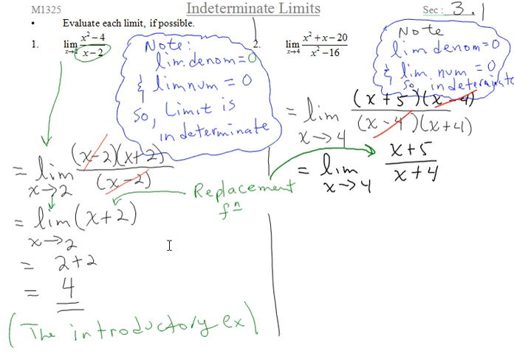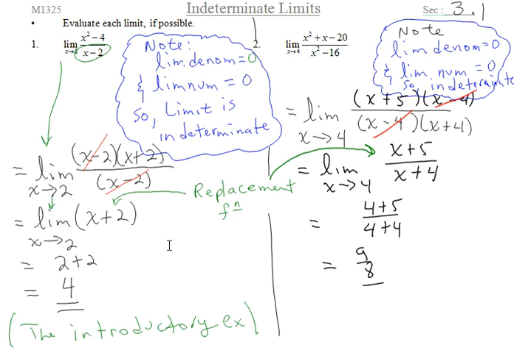So what I notice now, I'm taking the limit as x approaches 4. Notice that 4 is in the domain of that rational function. So I can find this limit by doing a direct substitution. Oh, I'm sorry, I don't need to write the limit anymore. I'm ready to evaluate this limit. So by doing a direct substitution, I get 4 plus 5 over 4 plus 4, which gives me a total of 9/8 for the limiting value.